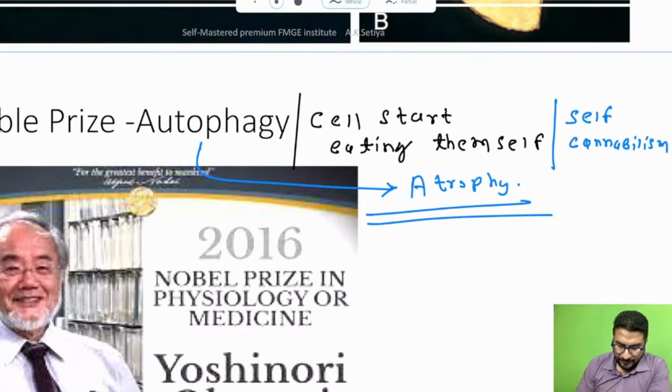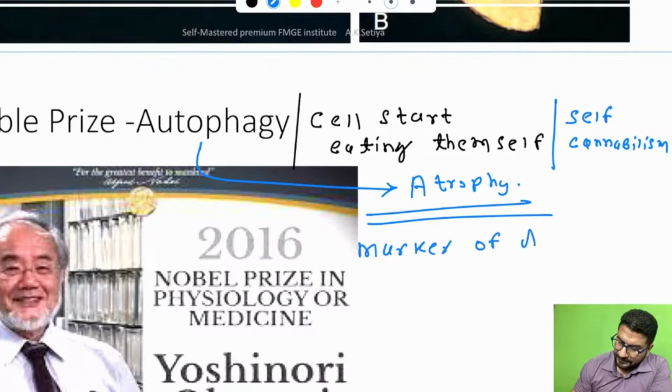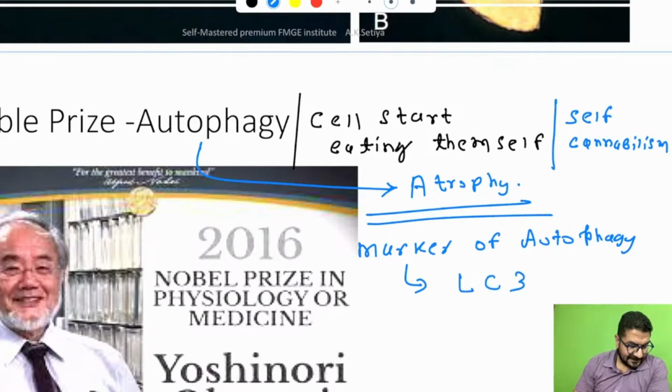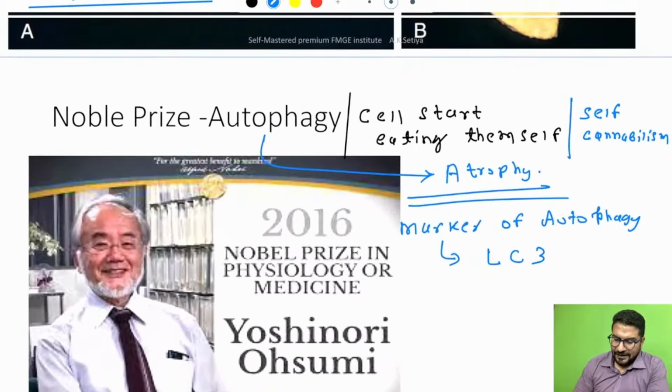अब आपसे एग्जाम में पूछते हैं, what is the marker for autophagy? So autophagy का marker हमारे पास होता है, that is called LC3, right? So this is about autophagy which you have to remember.